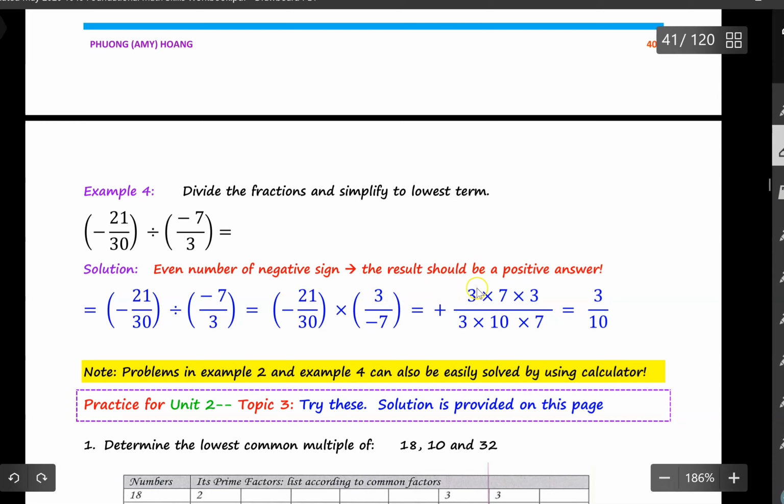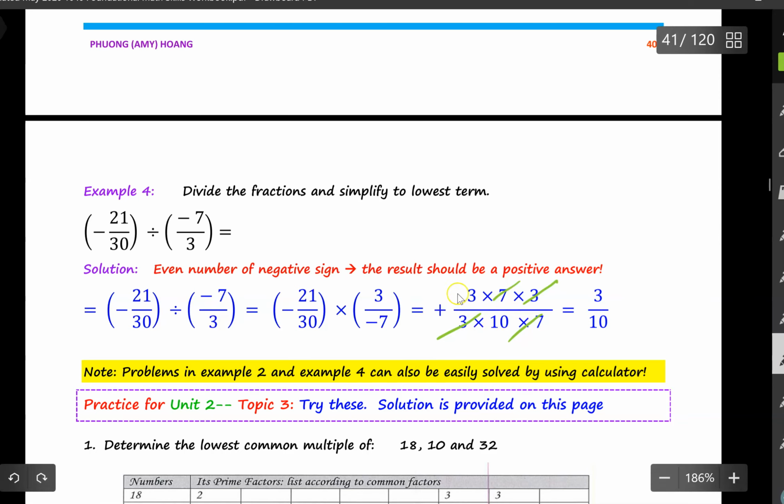Where's the 3 and 7 coming from? It's from 21, because 21 is 3 times 7. Okay, so the 3 is just the 3, 30, I break that into 3 and 10. Okay, then the 7 stays for this 7. So now I cancel out the ones that are the same. So 3 and 3 cancel out. Then I get the 7 cancel with the 7. My answer left here is 3/10.